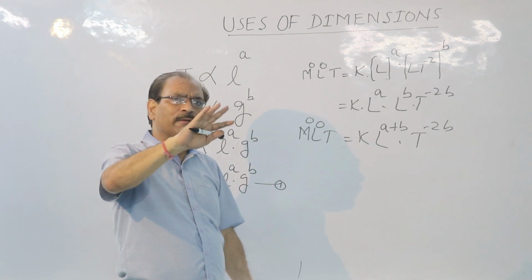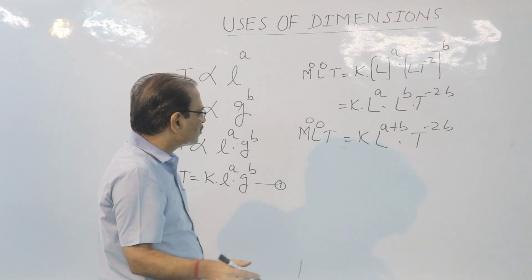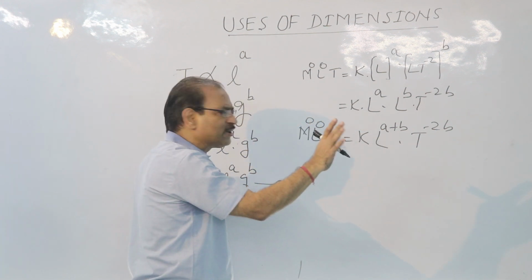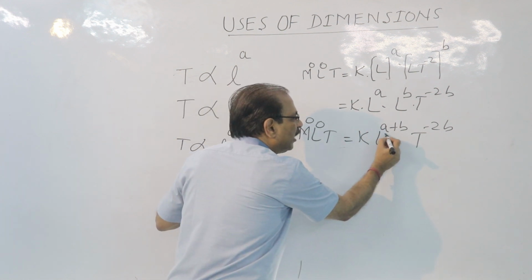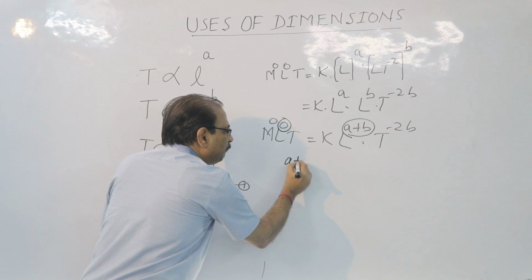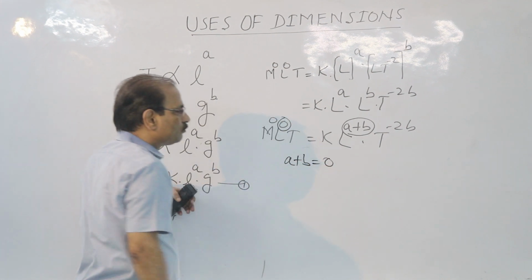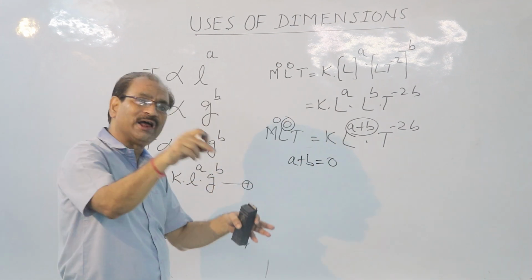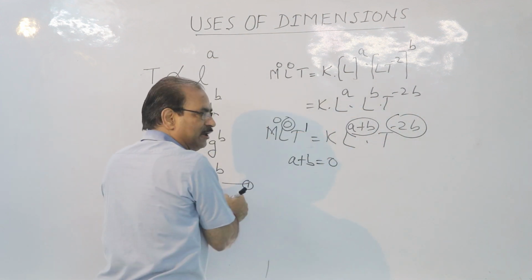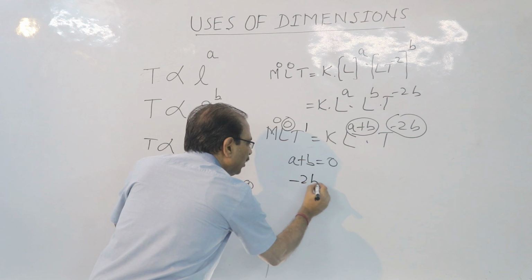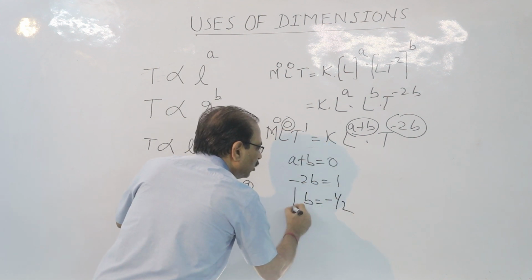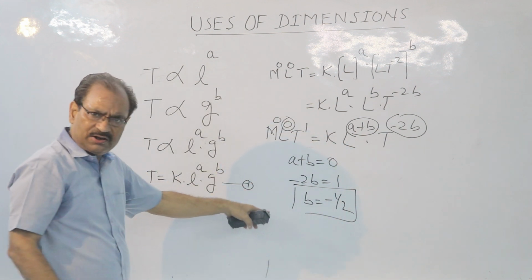So equating the dimensions of both sides, we must have, see here now, mass, no need to go for that. Length, L is a plus b here, it is 0 here. So a plus b is equal to 0. Similarly, let us focus on time. Time is minus 2b here and time is 1 here. So minus 2b is equal to 1, therefore b is equal to minus 1 upon 2. This is important. One answer is here.